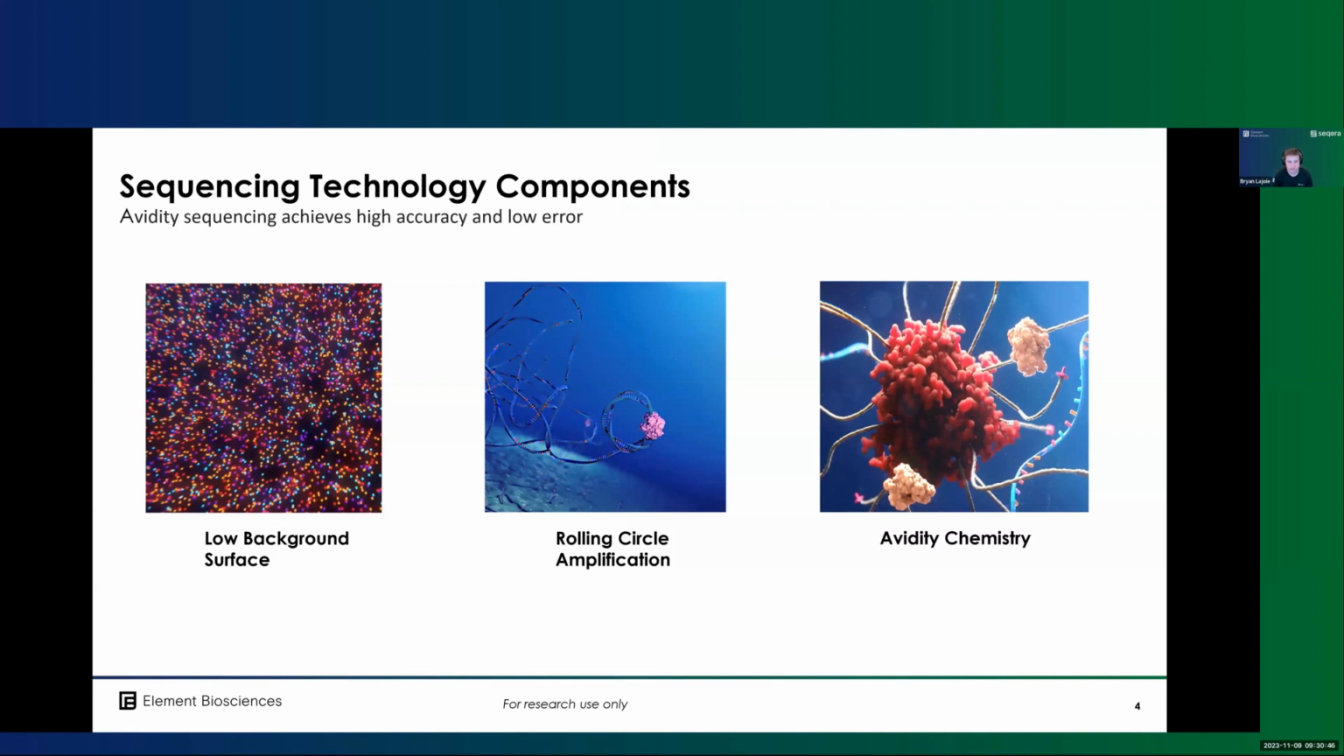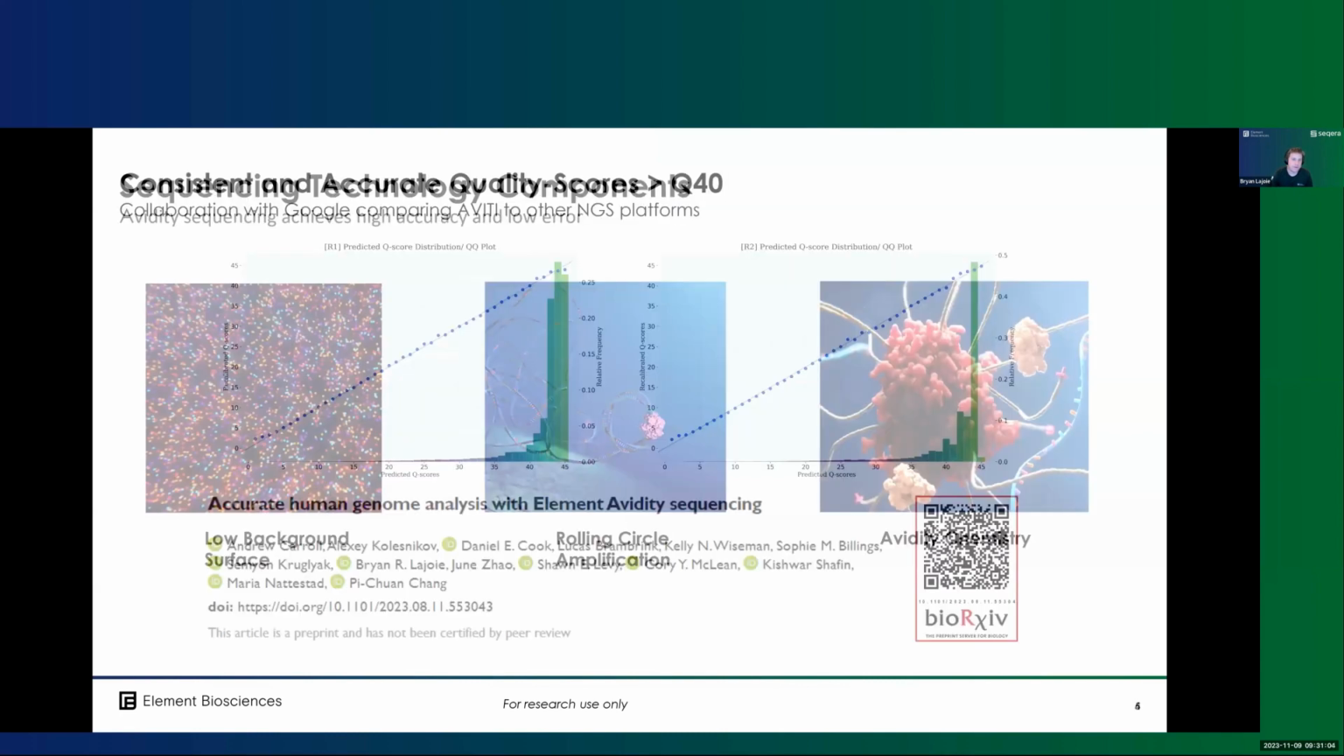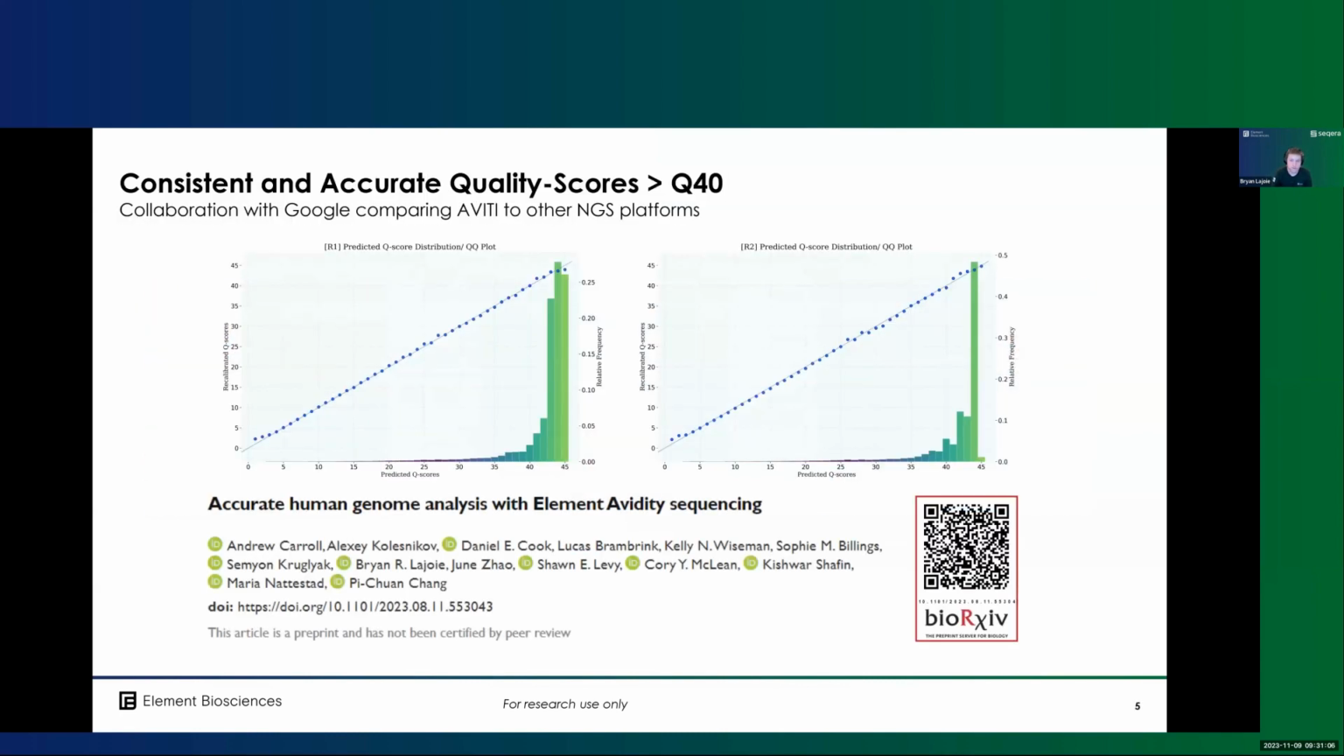Second is our innovative rolling circle amplification method, which is quite different from other techniques. This, again, is a way in which we can control and keep error low. And the third is the avidity chemistry, which is the secret sauce to what we think we have here. There have been a few publications that have gone through the technology.